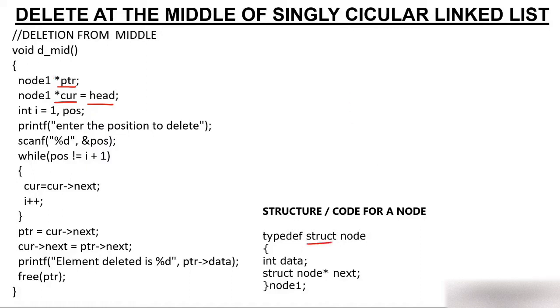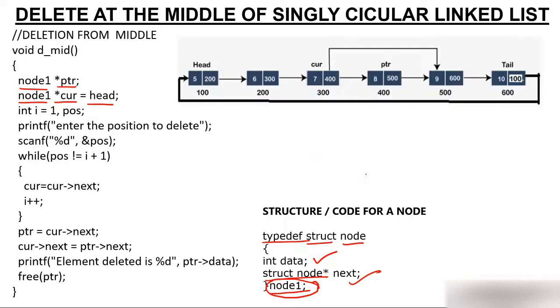So I've created a structure, name is node, having two parts, one data and one address. This address is of structure type, and I've created a variable of this structure which is node1, and by typedefing it, this structure is represented by node1. Now this entire structure is represented by node1. And since a structure is the data type, this pointer is of node1 type and this pointer is of node1 type. Fine.